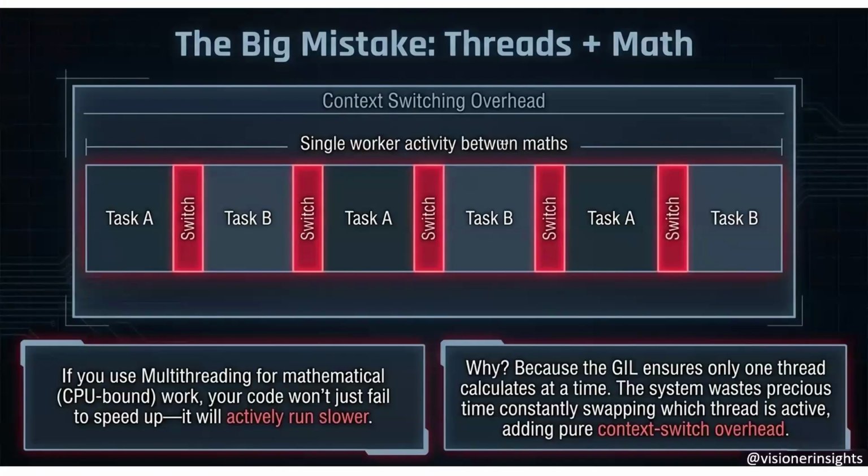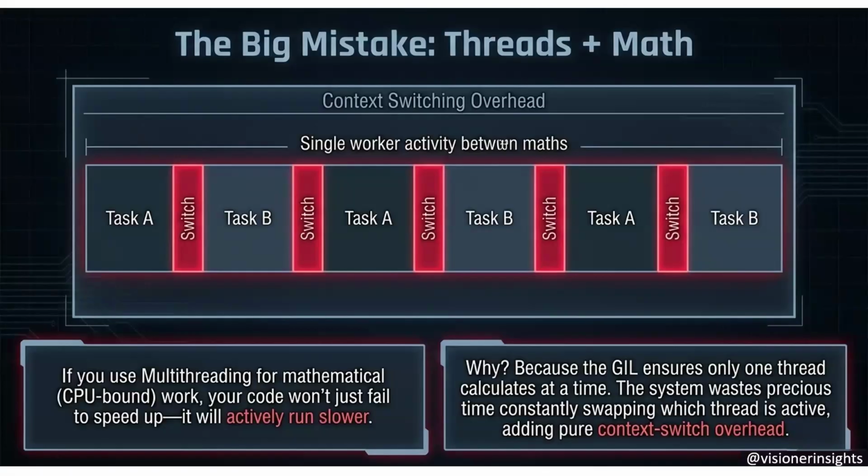Now here's where things get really wild. What happens if we mess up the diagnosis? What if you try to use multithreading for mathematical CPU-bound work? Well, it won't just fail to speed up your code. It will actively harm it. The GIL ensures only one thread can calculate at a time, right? So the system constantly has to pause task A, do a bunch of administrative work to switch the context, hand the GIL to task B, pause task B, do more admin work, and switch back to task A. All those little red blocks you see, that is pure wasted time.